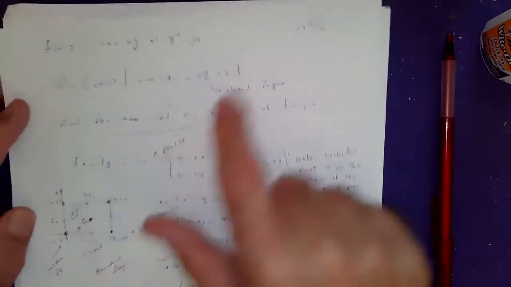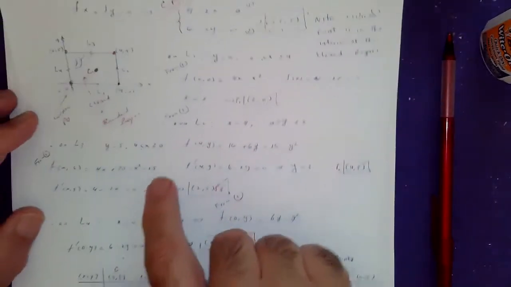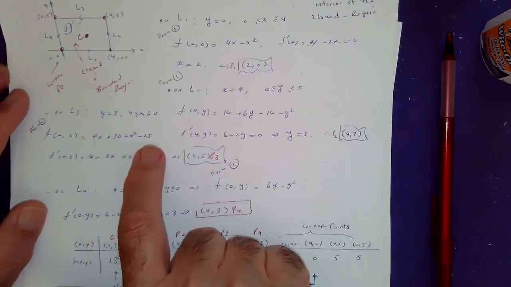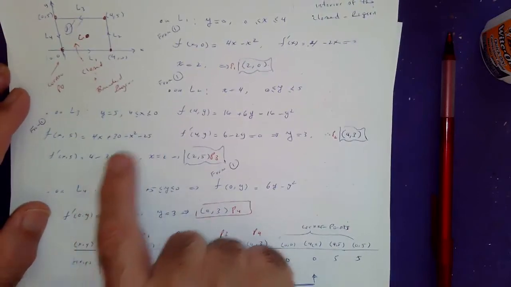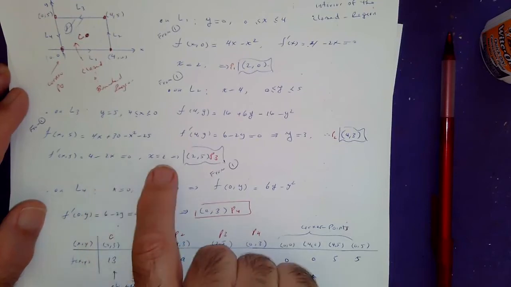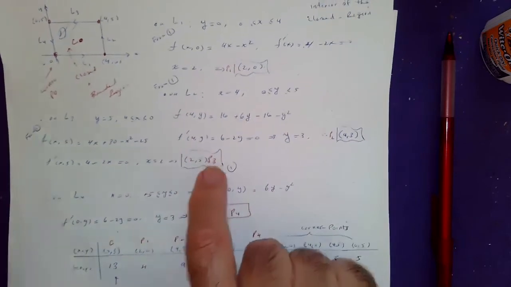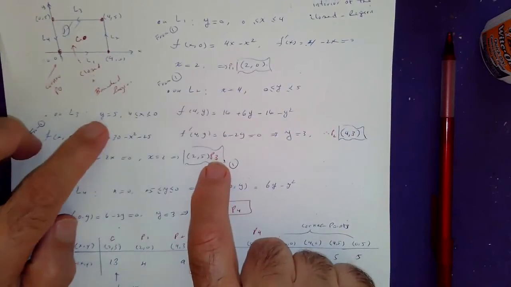Anyways, so go back to the function, replace the y's with 5. When you do, you get a single value function in terms of x. Find its critical value, you get 2. So therefore, the resulting ordered pair is (2, 5).